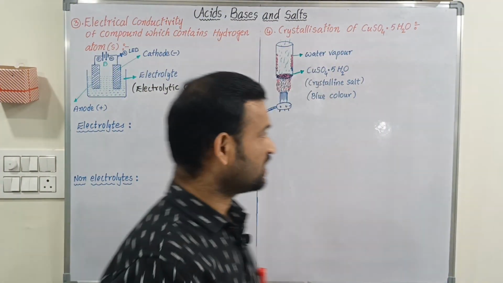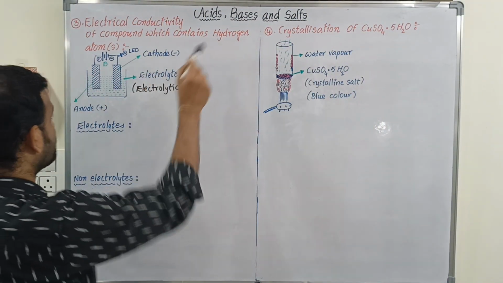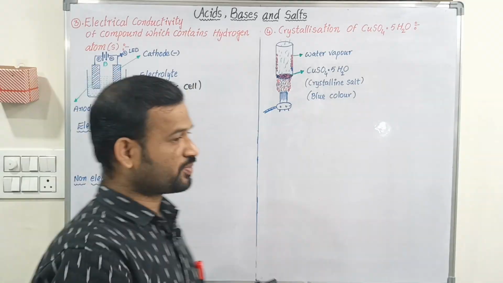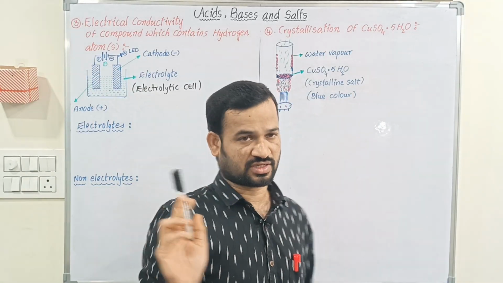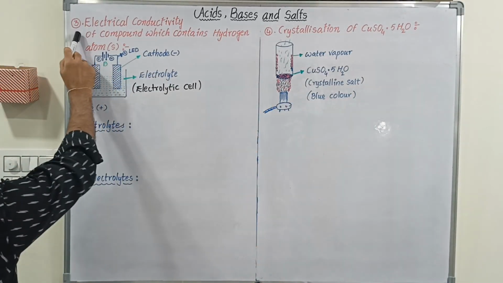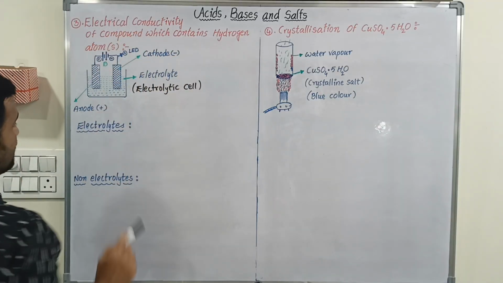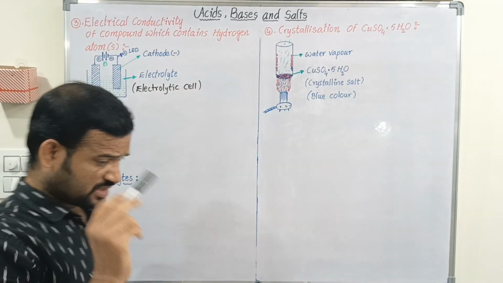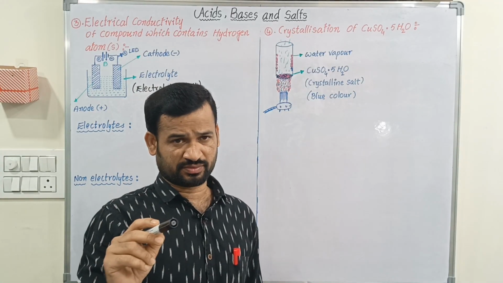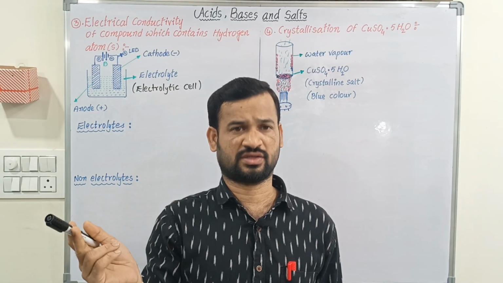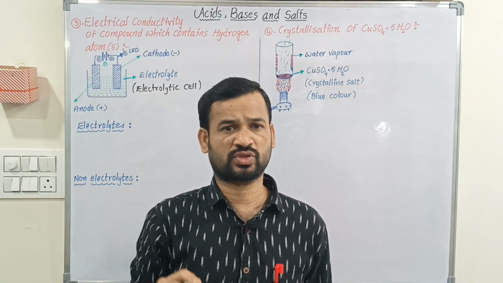So in this class, we will discuss these two topics. Already first topic and second topic we discussed in last class. So here, third one is electrical conductivity of compound which contains hydrogen atoms. So the compound which contains hydrogen is acid or not? We have to prove this one.